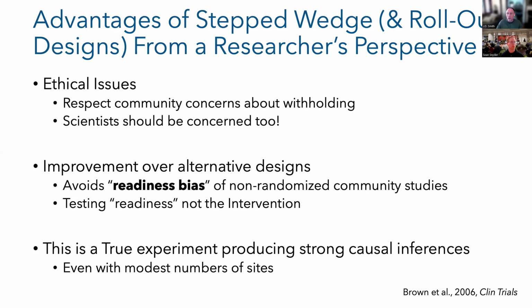But stepped wedges are a true experiment, right? Sometimes people put up parallel, double-blind, placebo-controlled trials as the absolute gold standard, and everything else is not really a true experiment. It's quasi-experimental. That's not the case. A stepped wedge really is a true experiment. It does produce strong causal inference when done appropriately. And one of the nice things too is that if you are doing site level randomization or you just have a limited number of sites that you're able to engage or pay for, the stepped wedge trial, because of that benefit in statistical power, often requires fewer sites than a similarly powered parallel cluster randomized trial design.